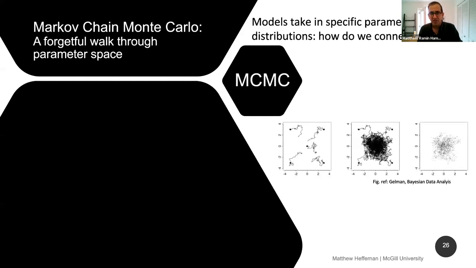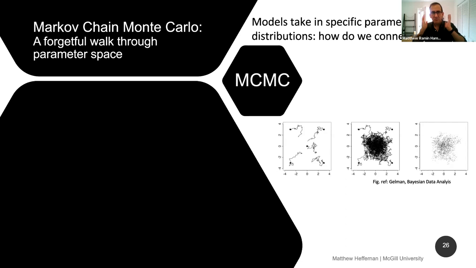So the last thing I'm going to talk about really before moving on to the workflow is there's this tool that we use a lot. This is not necessarily a Bayesian tool, but is used a lot in Bayesian inference. And it is why Bayesian inference has really taken off in recent years. And that tool is called Markov Chain Monte Carlo, MCMC for short. And what this really is, it's a forgetful walk through a parameter space.